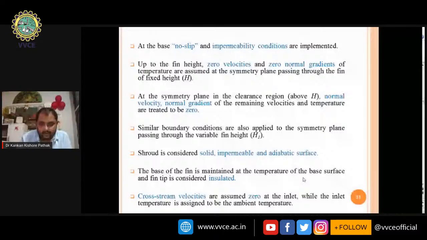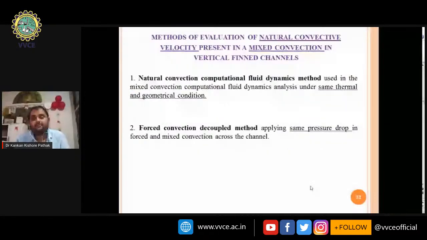Next, we look at the methods of evaluating the natural convection velocity present in a mixed convection in a vertical fin channel. There are two types of methods. First, we consider two cases, natural and mixed. In the natural case, we assume some velocity and monitor the pressure drop, whether it shows 0 pressure drop or not.